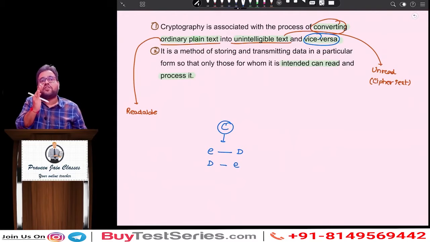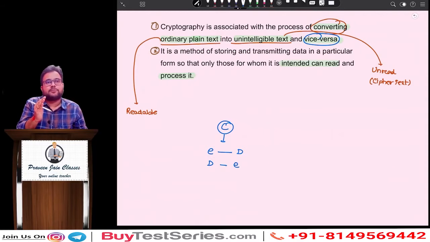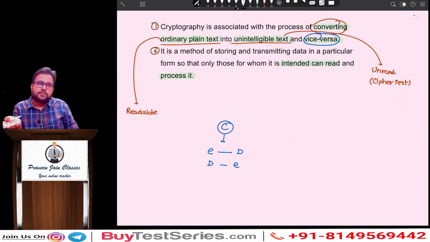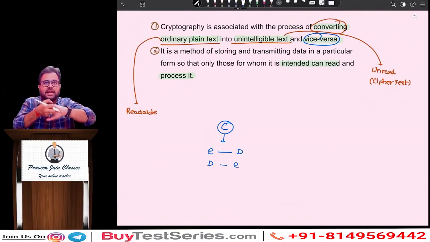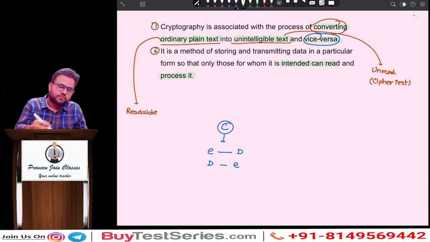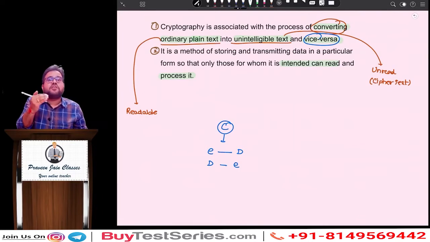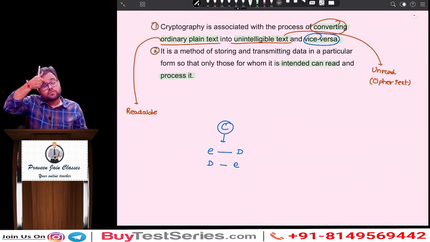The art of converting readable data to unreadable data is called what? Encryption. And the art of converting unreadable data to readable data is what I mean by decryption. So both techniques collectively is what I mean by cryptography. Now, sir, decryption will be done by whom? Only that person to whom the message is intended to be received. So that is what it is.